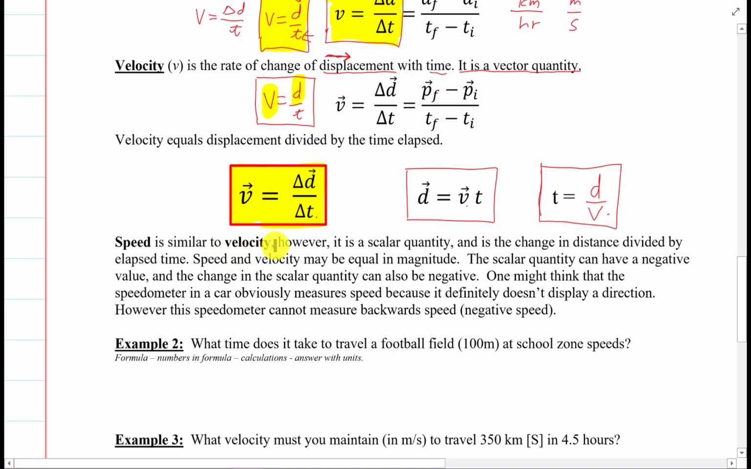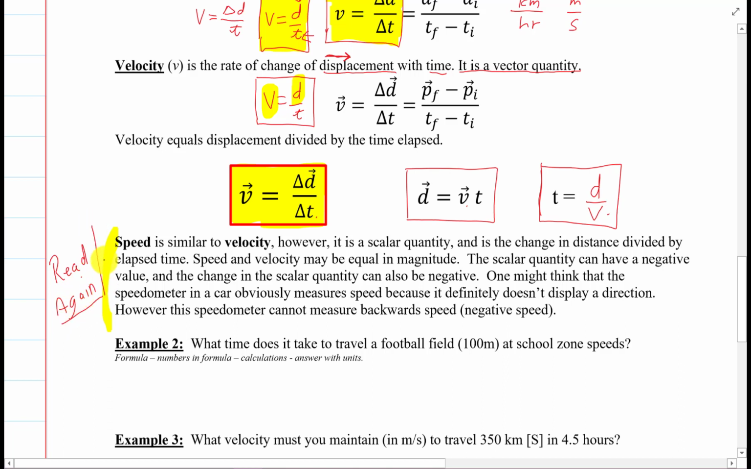Speed is similar to velocity, however, it is a scalar quantity, and is the change in distance divided by the elapsed time. Okay, speed and velocities may be equal in magnitude. Okay, so this is a read that you might not get this time that you read through it, but before the test on this chapter in like a week and a half, 2 weeks away from now, we're just starting it today. You will read this. So I would put the words in the column here, read again. Because right now you're just learning this terminology.